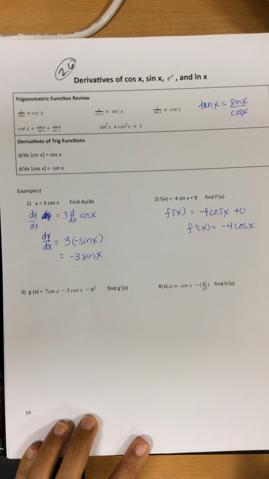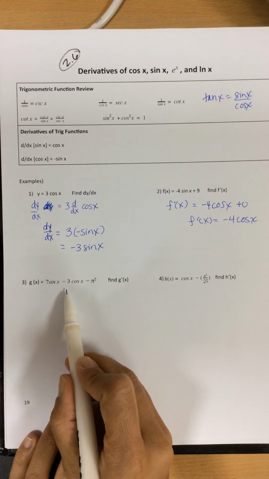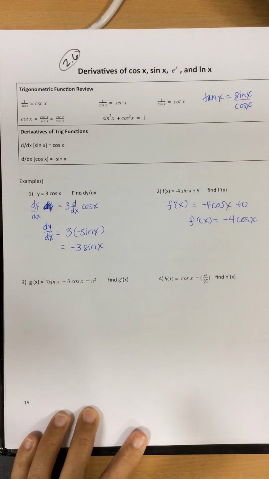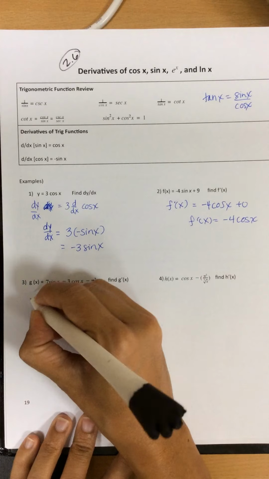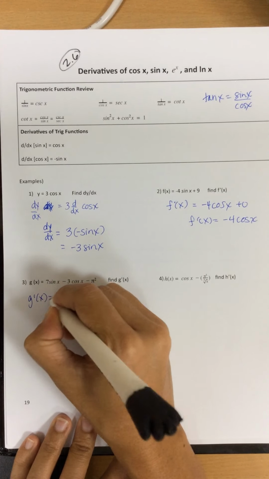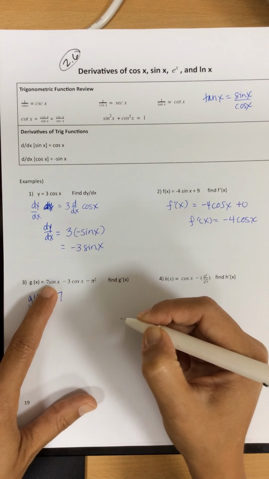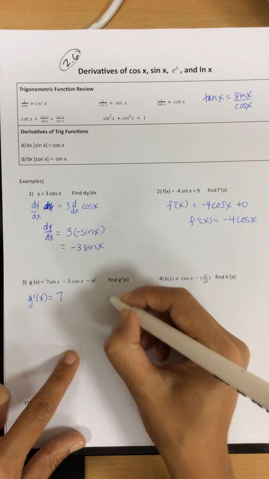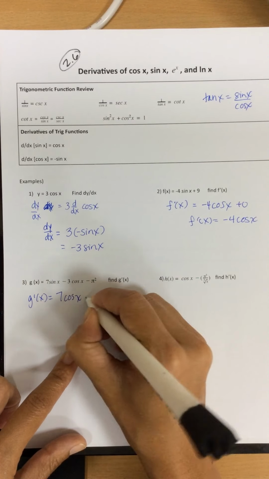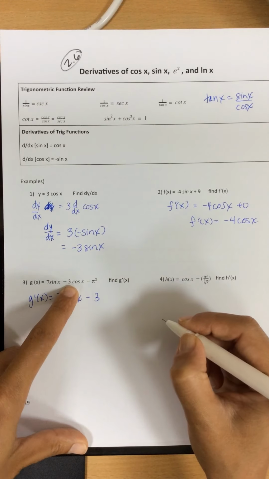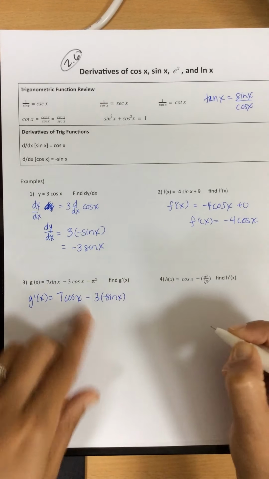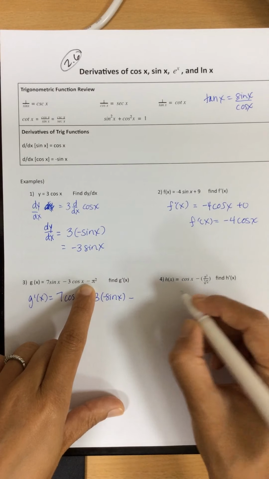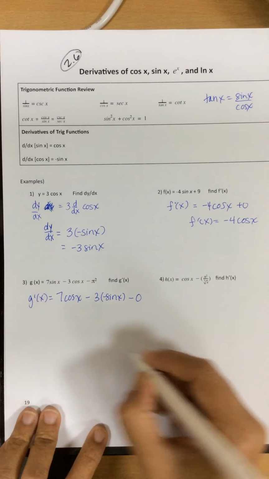All right, what if we have g of x equals 7 times sine x minus 3 times cosine x minus pi squared? Find g prime of x. All right, g prime of x is going to be 7 times the derivative of sine x, that's cosine x, minus 3 times the derivative of cosine x, that's negative sine x, minus the derivative of pi squared, well, that's just a constant, so that's 0.